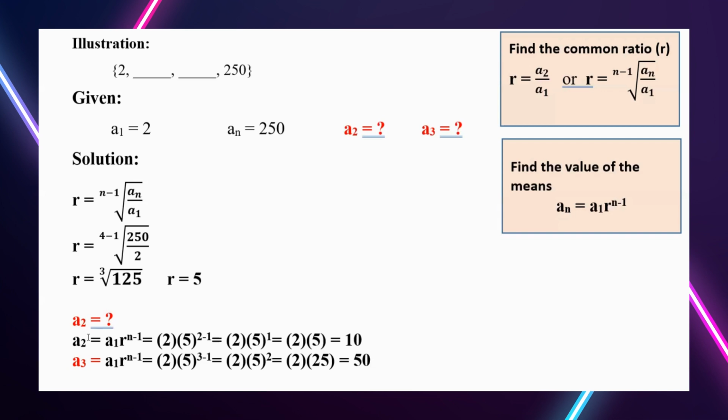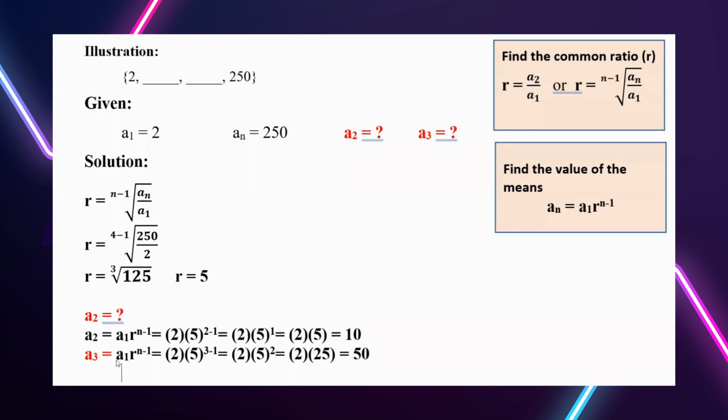So since we have already the value of a sub 2 and a sub 3, which is ito yung mga means na hinahanap natin sa pagitan ng 2 and 250, therefore, our conclusion, the geometric means between 2 and 250 are 10 and 50.